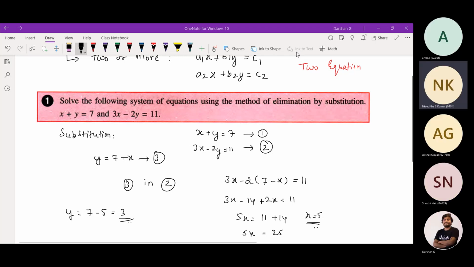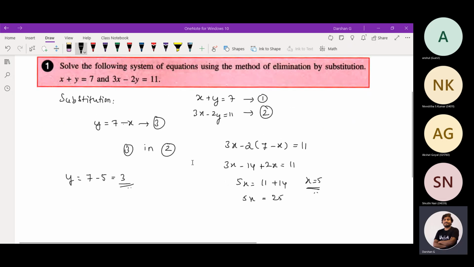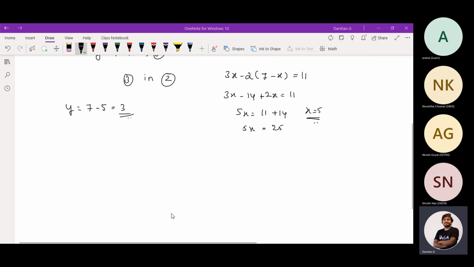Nivedita, done with the substitution method? Yes, sir, I got the answers for both. So next one would be the second method. Who was responsible? I think it was Shruti. Shruti, done with the second method, elimination?